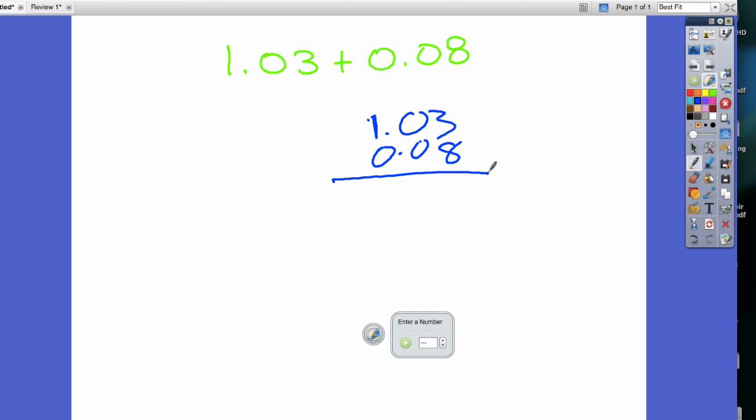And then after you do that, you just add the 8 and 3, and then that's going to be 11. And then you're going to bring that down. You're going to put the decimal and then 1. Okay, so when you add a decimal, what do you think you need to always do with the decimal?